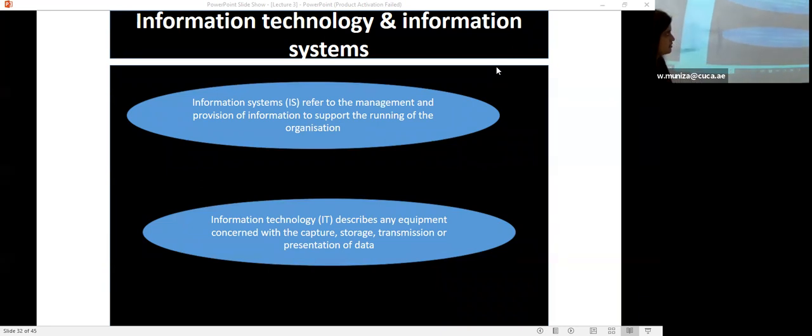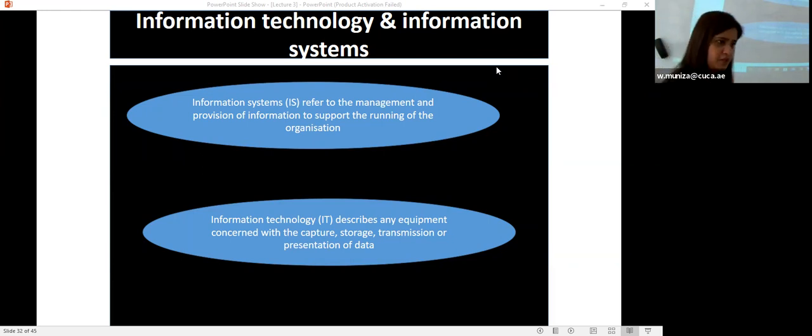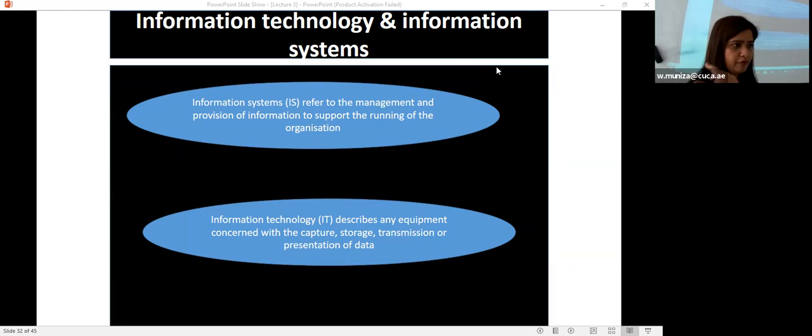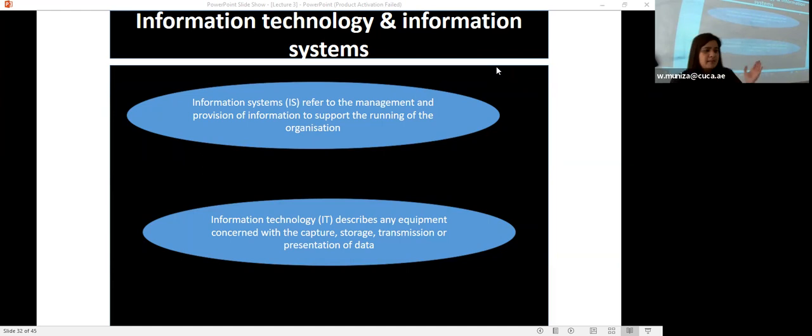So what do they say about information systems? Information systems refer to the management and provision of information to support the running of the organization. There are so many information systems in the organization. Do you know, in your organization, UMS is being used? Do you know about UMS? The online portal on which you access the study text or your classes is an information system. Apart from that, organizations have different management information systems which link one department to the other department. In large organizations particularly, we have information systems to connect different departments.